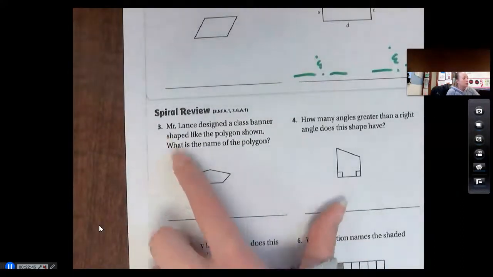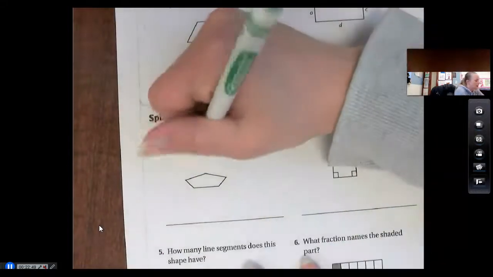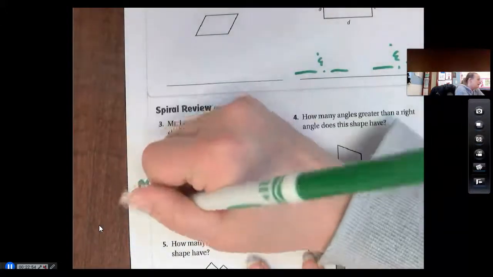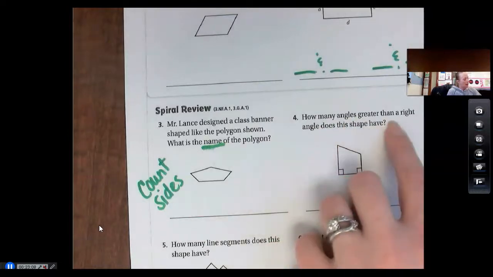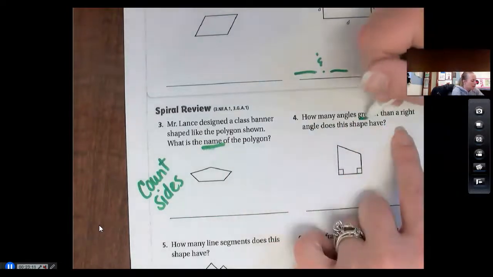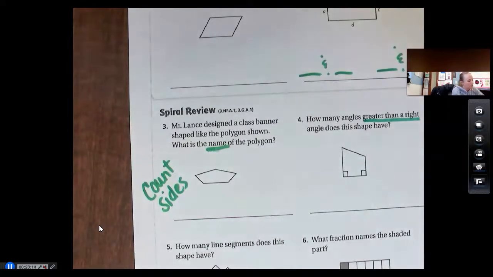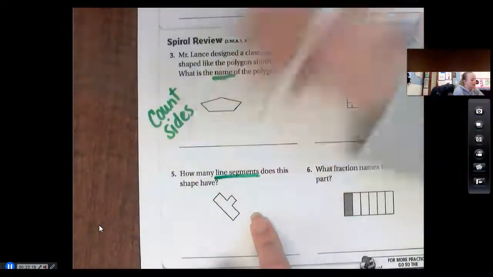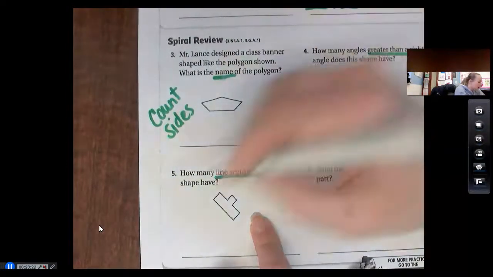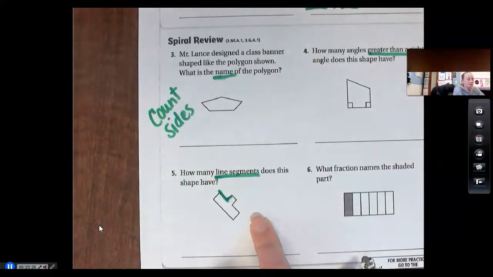All right, for number 3, you are to tell me the name of the polygon. If I were you, I would first count the sides, then decide on the name. Is it a triangle, a quadrilateral, a pentagon, a hexagon, a decagon, or an octagon? How many angles greater than a right angle does this shape have? A greater than a right. How many of those do you see? On number 5, you are to count the line segments. Remember, I would get out a marker and I would count my line segments like that.